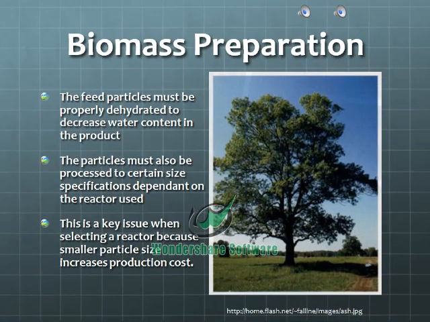The biomass preparation takes place in 2 parts. The first is the reduction of the particle size. Subsequently, the feed is dehydrated a significant amount. Particle size is a key issue when selecting a reactor type. The smaller the particle size, the more expensive the processing costs.